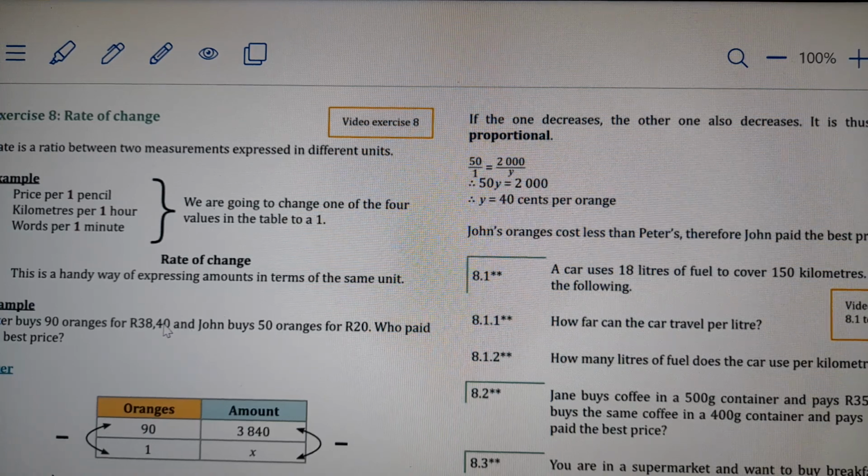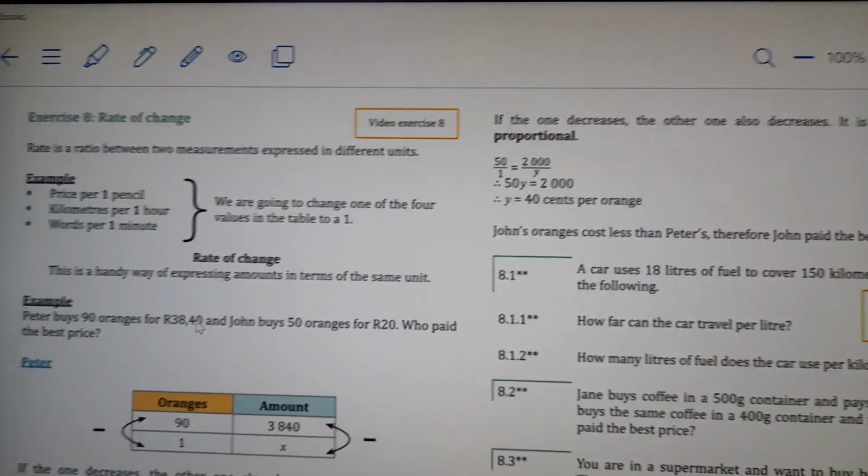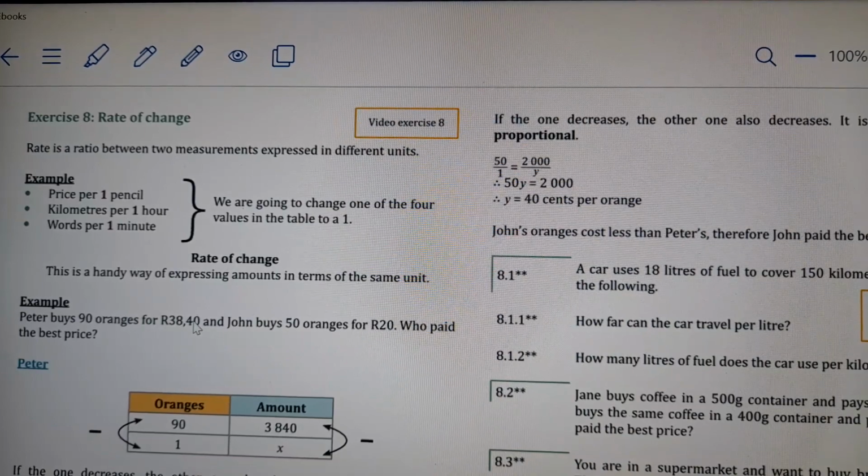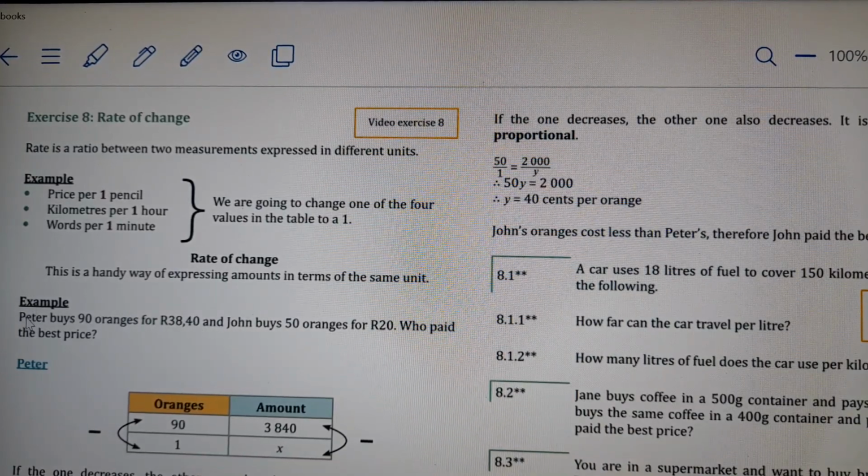Okay, there are 2 statements. Oh, okay, sorry. I can see you can't see that. So let me turn that a little bit so that you can see. This is on page 149 of your textbook. So Peter buys 90 oranges for 38 rand 40. This is the first statement. And the second statement, John buys 50 oranges for 20 rand.